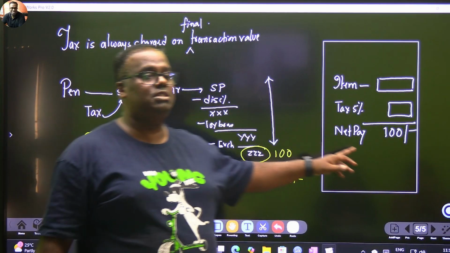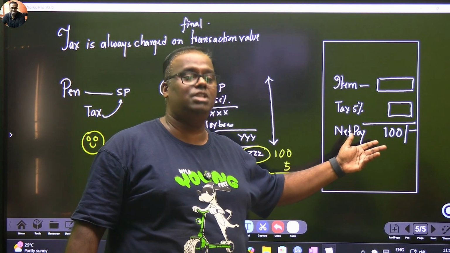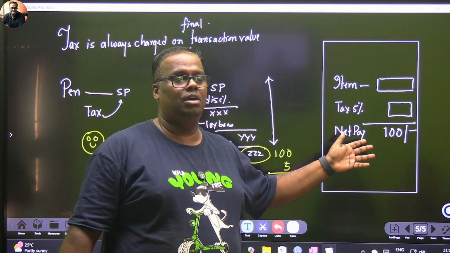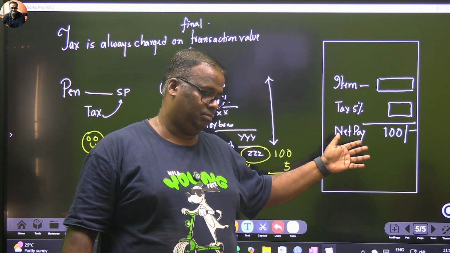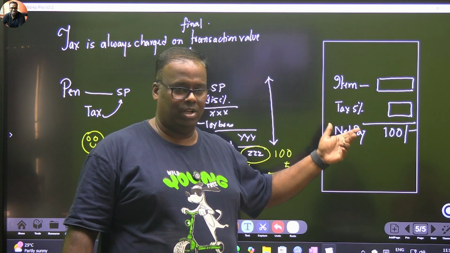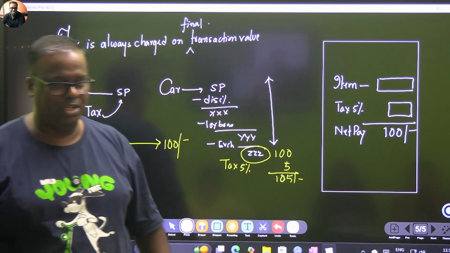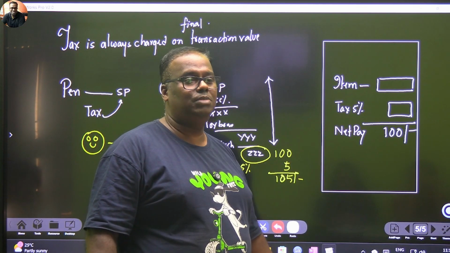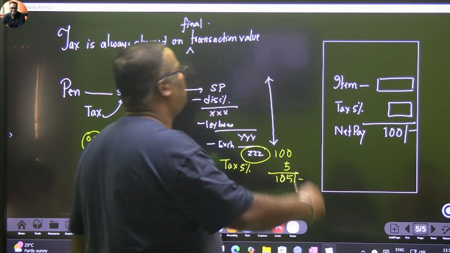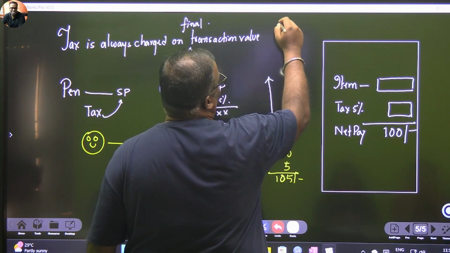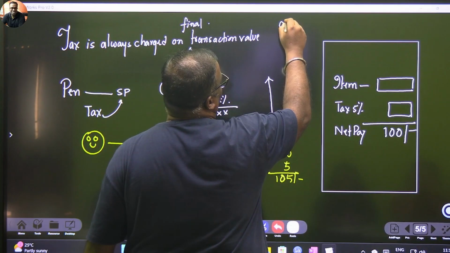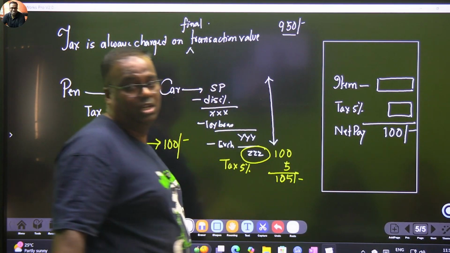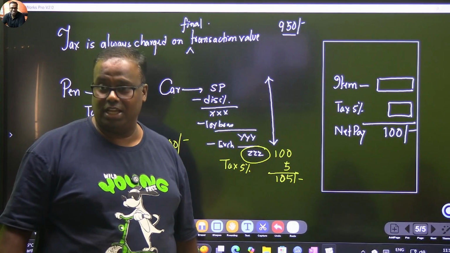This pricing is seen in KFC, McDonald's, Amazon, everywhere. So let's do one Amazon sort of pricing like this, okay? Say Amazon is selling me something and they will advertise the product's price as 950 rupees. Means the customer will pay how much? 950.